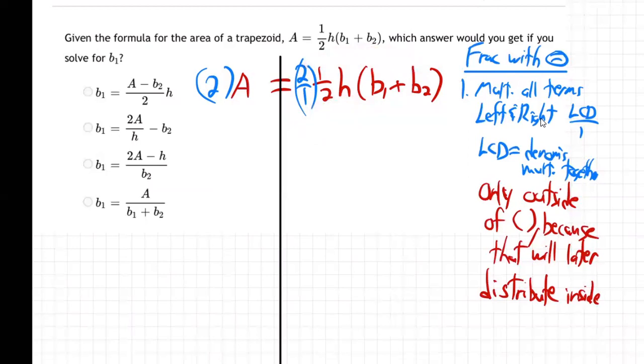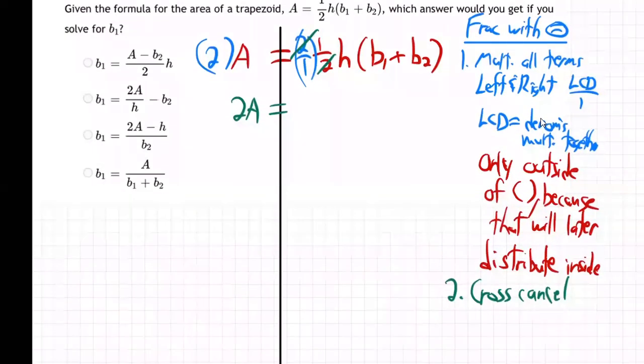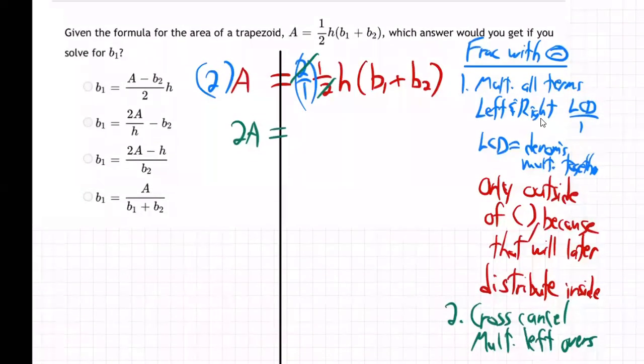Okay. So what do we get then? We get 2A. That's pretty obvious. Here the 2's cancel. You know step 2. Cross cancel. And then multiply the leftovers, right? So what do we have? This H, (B1 plus B2). By the way, B1, B2, I don't know if that's confusing for you. B1 and B2, treat them like just totally different letters, even though they're both B. A B sub 1 and a B sub 2. It's just like totally different, like X and Y. Just treat them as totally different letters.